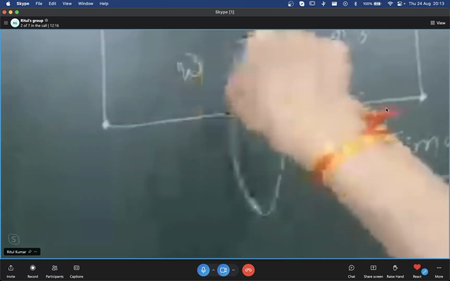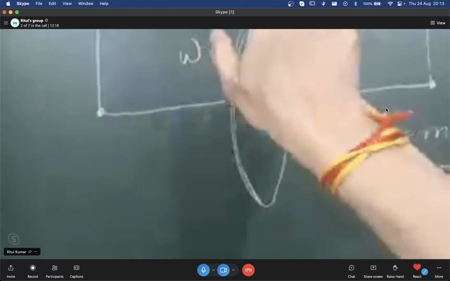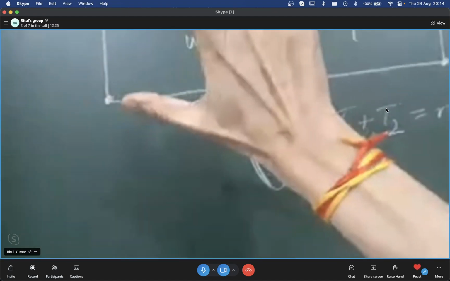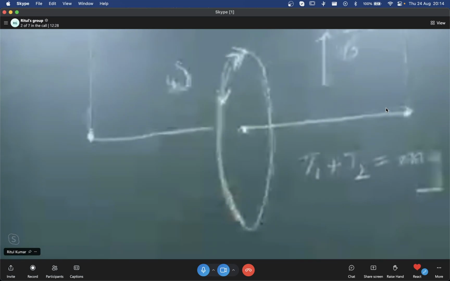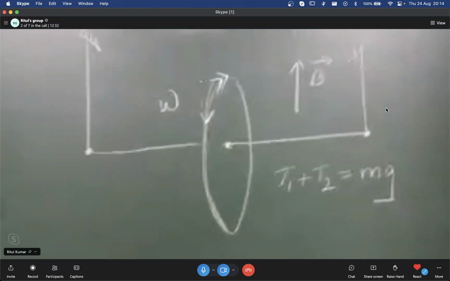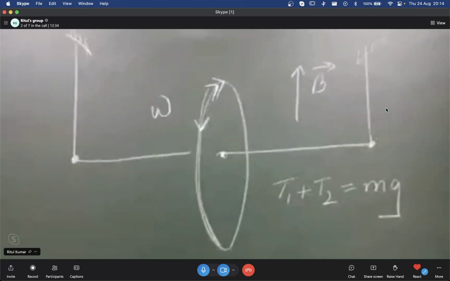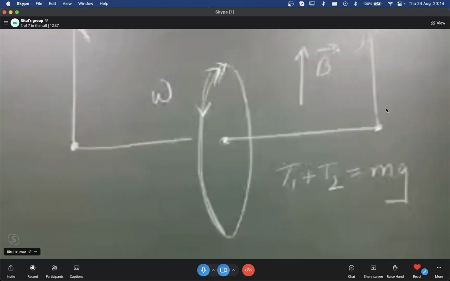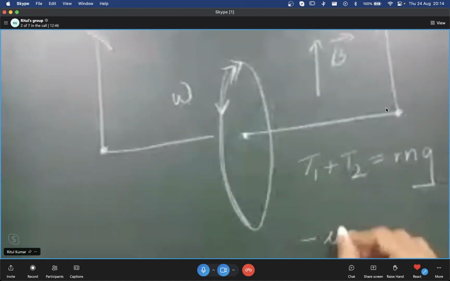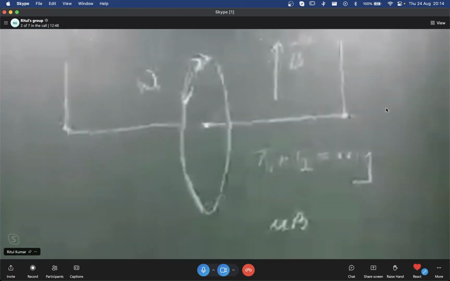Mu cross B will be into the board. Wait one second. Doesn't matter, by the way, whichever way you take. Alright, one second. Mu cross B this way is coming out, so the other way must be in. Okay, this is mu, and mu is this way then, and mu cross B will be into the board. If I take into as negative, then I get minus mu B, right? Yes.